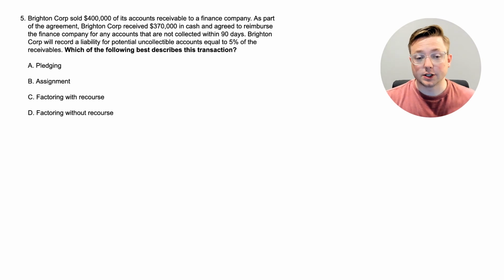All right, here we are at question 5. Which of the following best describes this transaction? Okay, so let's walk through this and see what this sounds like to us, because it looks like it's asking us if this is pledging, assignment, factoring with or without recourse. So let's walk through this. Brighton Corp sold $400,000 of its accounts receivable to a finance company. Okay, so they sold it.